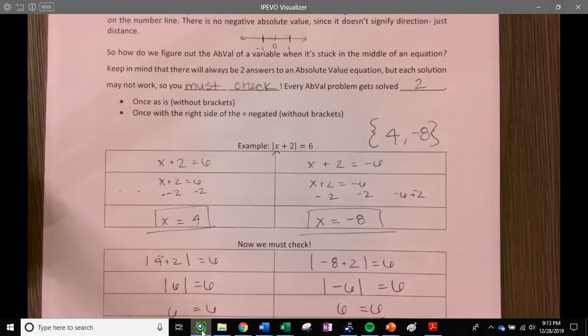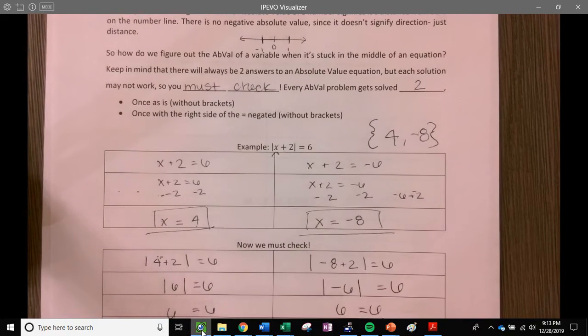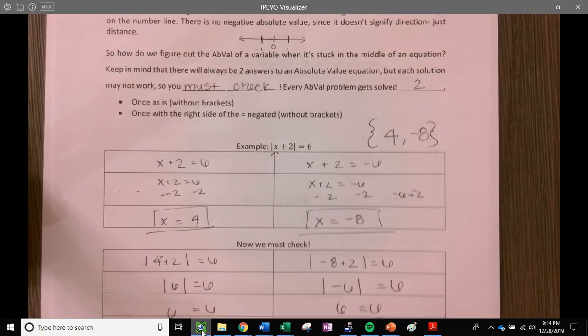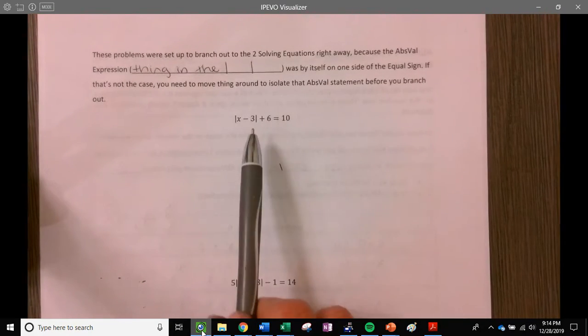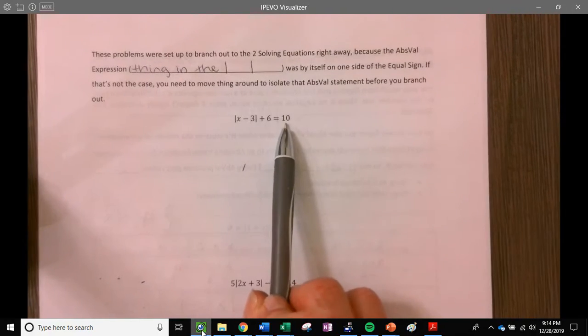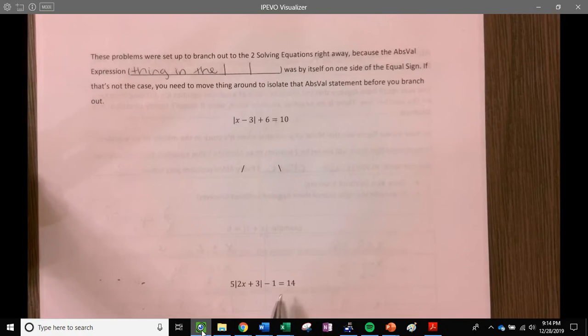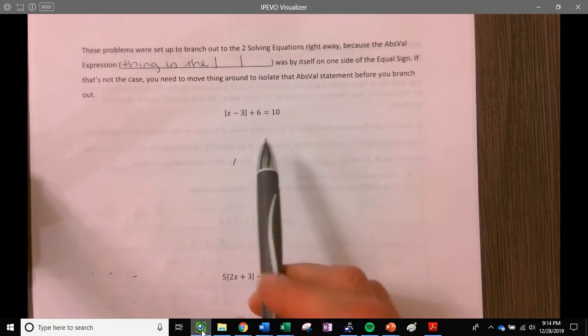The problems that we had on this side of your notes, x plus 2, there was nothing else here. It was ready to go. X minus 9, nothing else attached to this statement. It was ready to go. We had no isolating to do, so we started right in with the branching. These examples, however, the absolute value of x minus 3 plus 6 equals 10, and the absolute value of 2x plus 3 times 5 minus 1 equals 14. We got to do some work here to get them by themselves before we can branch out.